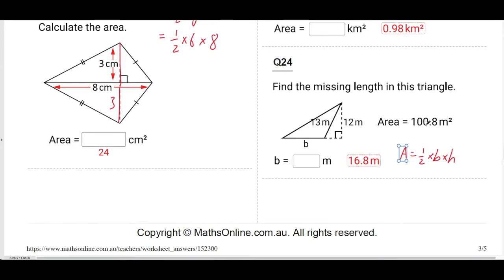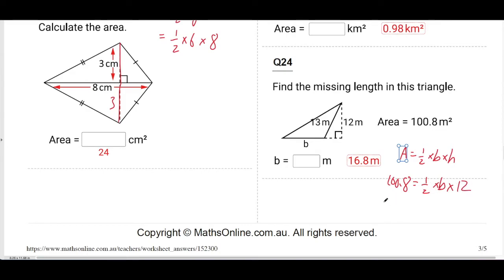So we know that area is 100.8, which is equal to half times the base. Now, what's the base? Well, we don't know what the base is, so we just write b times the height. Now the height, remember, height is the side that's not part of the triangle, right? Usually. So as you can see, 12 is not part of the triangle, so 12 is going to be the height.